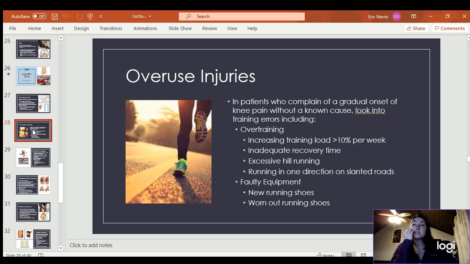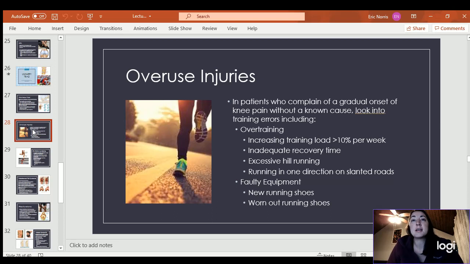Some of the reasons that people commonly have overuse injuries are overtraining. So either they're increasing the load too fast. It's recommended that you don't increase the load more than 10% per week. So if it's somebody that suddenly decides they want to run a marathon and they haven't been running, and they're trying to run it 3 or 6 months from now, then they may be upping the load too fast.